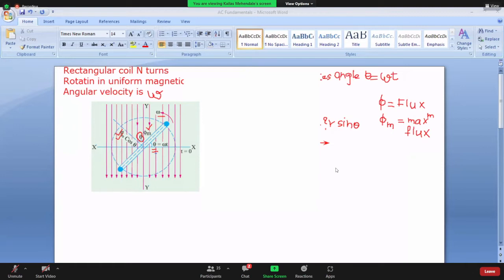Okay. Wonderful. If this is understood, then the rest of the derivation is extremely simple. We are about to derive the equation for the voltage which will be induced into the coil because of its angular movement.